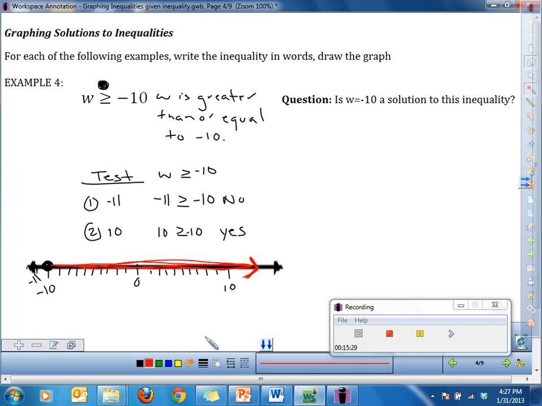Is w equals negative 10 a solution? Well, if w equals negative 10, and my inequality is w is greater than or equal to negative 10, let's see. Negative 10, is that greater than or equal to negative 10? The answer to this is yes, it is. Because we have this equal to, it's okay if it's negative 10 and negative 10. Yes, it is a solution.